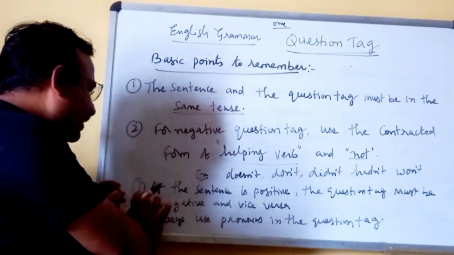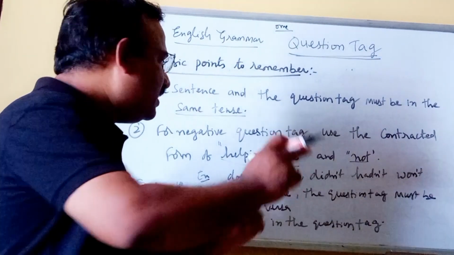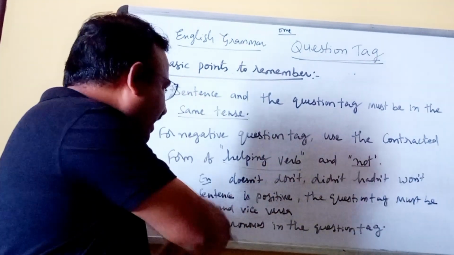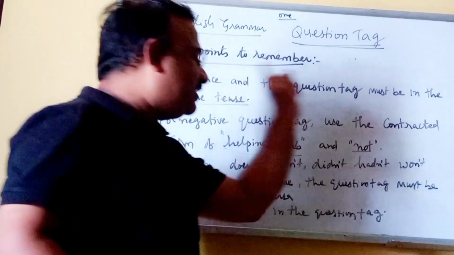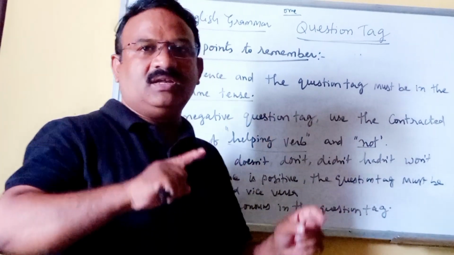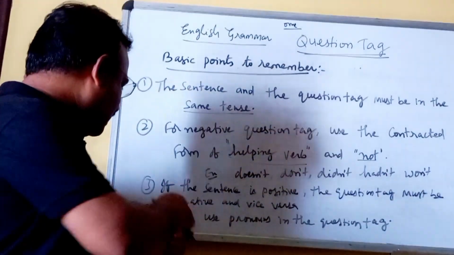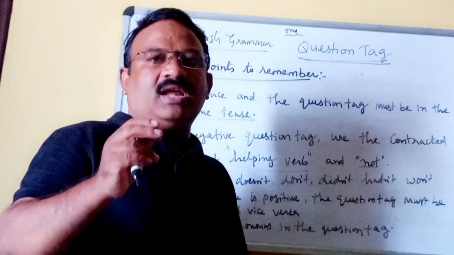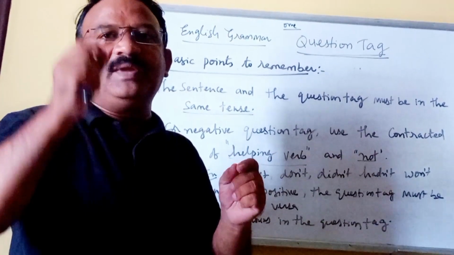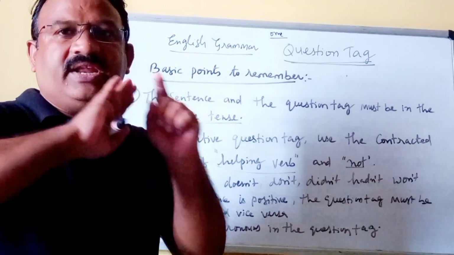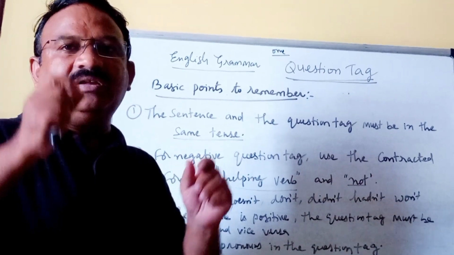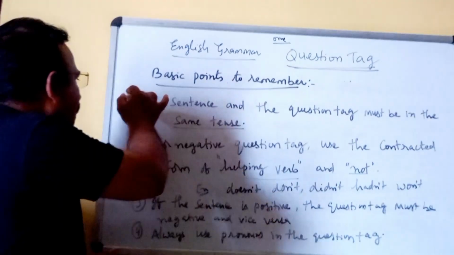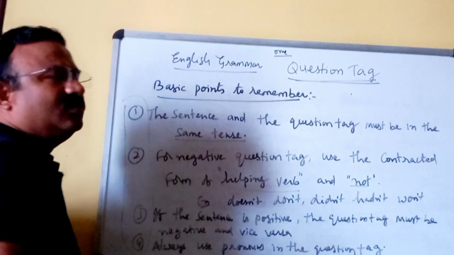So the third point is, if the sentence is positive, the question tag must be negative. Vice versa. Vice versa means if the sentence is negative, the question tag must be positive. That is already I referred. And fourth point, always use pronouns in the question tag. Okay, only pronouns must be in the question tag. You should not use any noun. In the question tag, pronoun must be there. Understand? There are the 4 important basic points you have to remember.